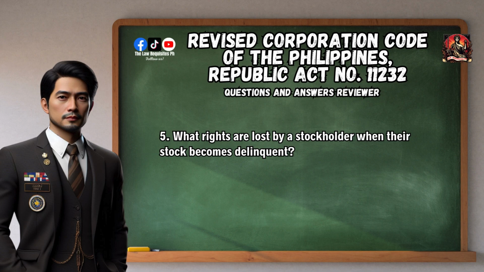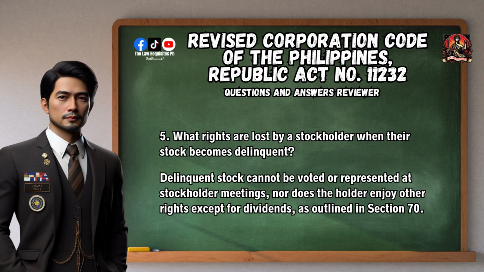5. What rights are lost by a stockholder when their stock becomes delinquent? Delinquent stock cannot be voted or represented at stockholder meetings, nor does the holder enjoy other rights except for dividends, as outlined in Section 70.